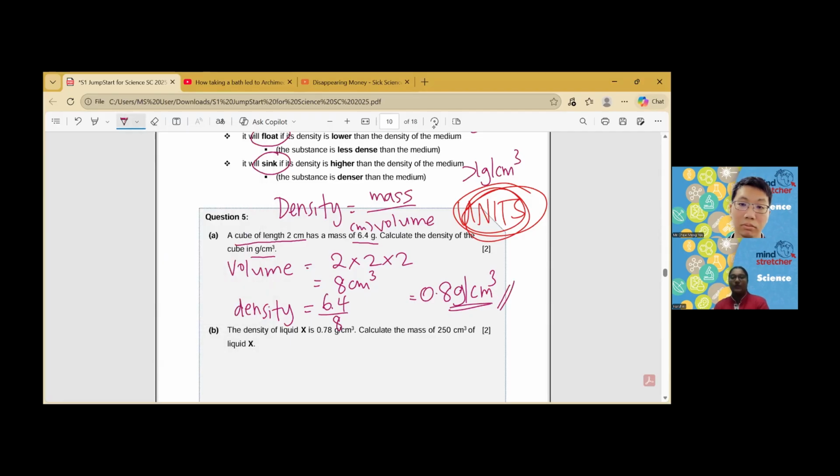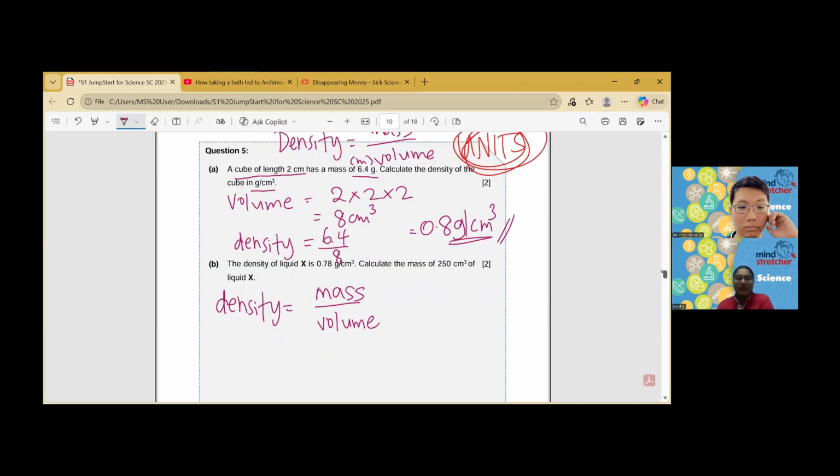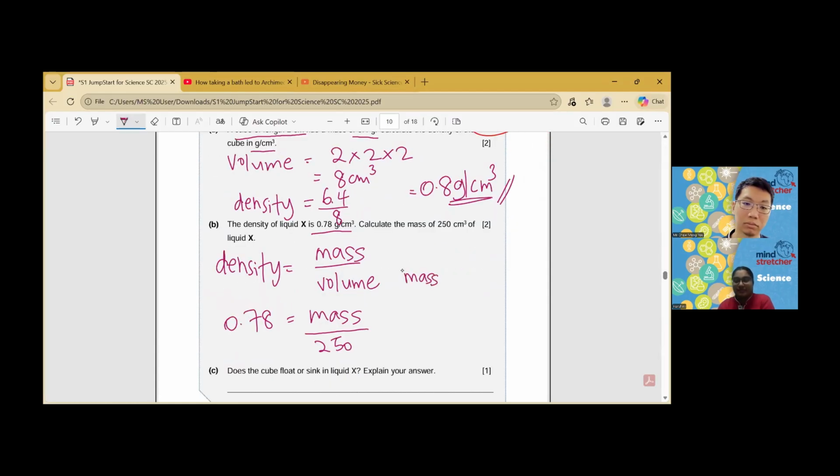Now you have a liquid with a certain density, and you have to calculate the mass when you have 250 cm cube of liquid X. So same formula, density equals mass over volume. If you have gotten your answers, you can drop them in the chat first. We need to find mass. Density is given, so 0.78. Mass is what we need to find, and volume is 250. What would be your answer? What do you think you have to do?